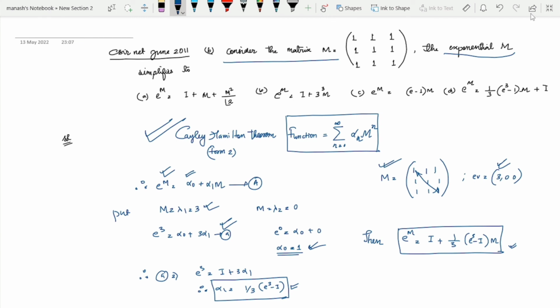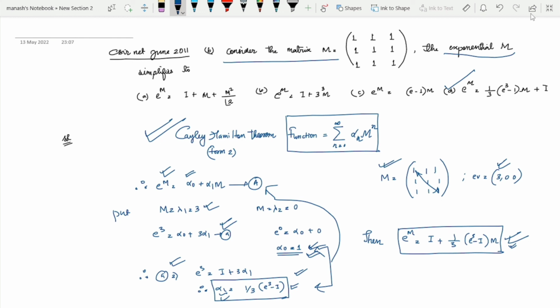Now if I replace alpha naught is equal to 1 in equation number A, then I get the value of alpha 1, right? And this is the motivation, that I have to find alpha naught and alpha 1. After finding alpha naught and alpha 1, I put them back in the original equation, because I have to find e to the power M, where these coefficients need to be found. So e to the power M is alpha naught, which is 1, plus alpha 1, which is 1 by 3 into (e cube minus 1), multiplied by M. This is the final form of the function that you are asked to find, right? So e to the power M is equal to 1 by 3 (e cube minus 1) M plus identity.